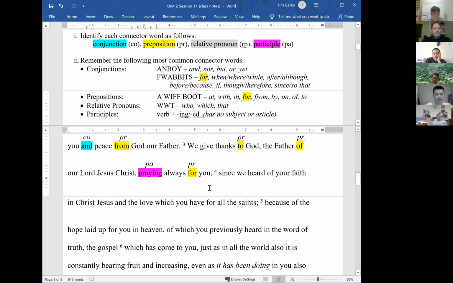Oh, this is too technical, too much technical grammar here. Yes, it is. But we must suffer, right? We must suffer for the Lord and do this grammar, and it will help us in the long run. Trust me.